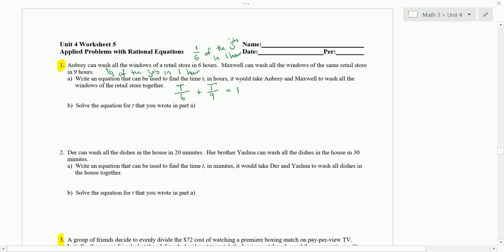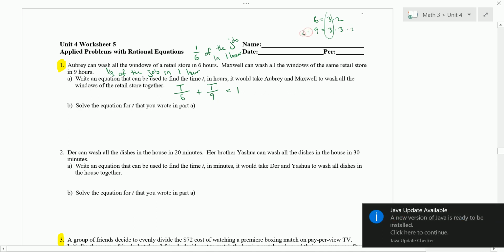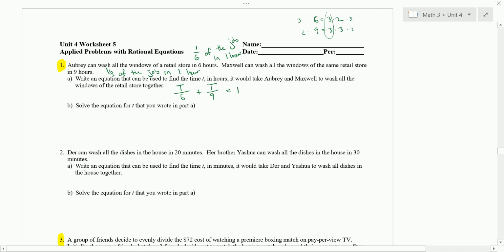And so that's our equation, and then part B asks us to solve the equation for T that you wrote in part A. I'm going to get a common denominator. 6 is 3 times 2, 9 is 3 times 3, and so you see they both already have a 3. One needs a 2 and one needs a 3, so 18 is our least common multiple here.